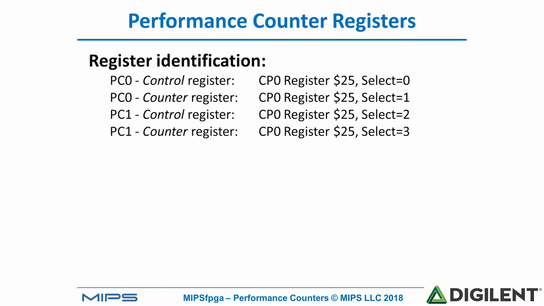Each of these four registers is indicated as CP0, coprocessor 0, register 25, and then depending on the select number, that indicates whether it's performance counter 0 or 1 and a control or a counter register. For example, PC0's control register is indicated as CP0 register 25, select equals 0. PC0's counter register has select equal to 1, and so forth.